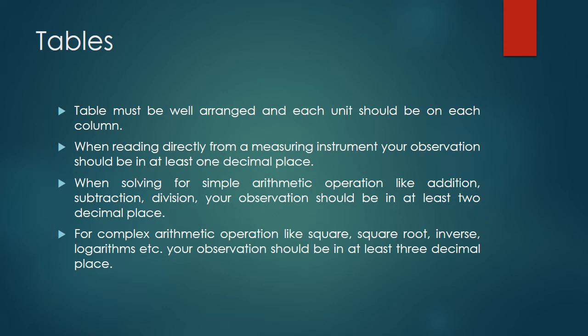There are some things that you should know. When reading directly from a measuring instrument, your reading should be in at least one decimal place. When solving simple arithmetic operations like addition, subtraction, and division, your observation should be in at least two decimal places. And for operations like square root, inverse, and logarithm, your observation should be in at least three decimal places. Please, all these things are very important.